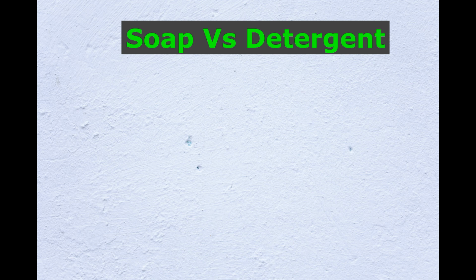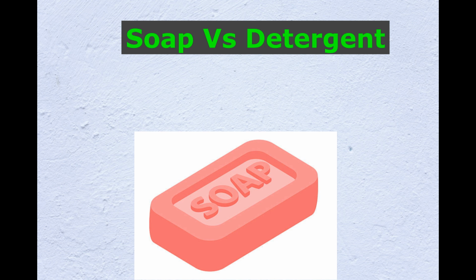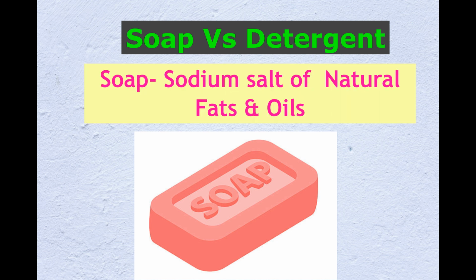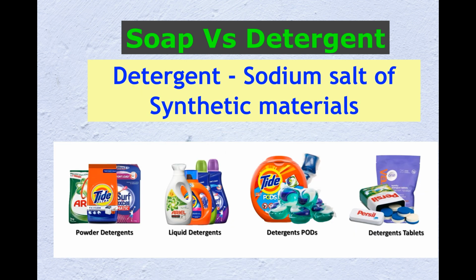Now let's discuss the difference between soap and detergent. Both are cleaning agents. In the case of soap, it is the sodium salt of either oil or fatty matter. In the case of detergent, it is the sodium salt of synthetic surfactants, either from plant based or petroleum products.